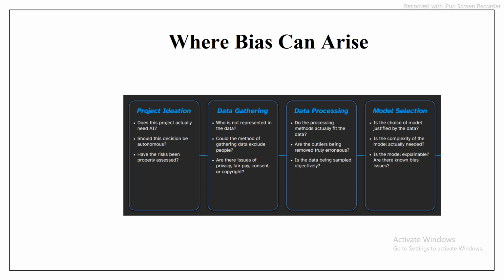Let's say whether some groups are not represented, whether some females are represented or not, maybe some other groups, maybe some LGBTQ groups are represented in your data or not. That is also problematic, and it can create a biased result. Okay, could the method of gathering data exclude people? Whenever you are gathering data, you are not taking from the third gender, right? So in that case, obviously your model will be biased.